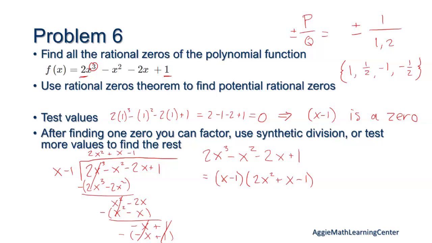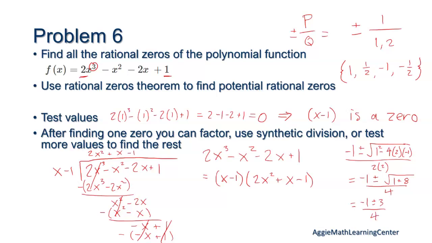Because everyone has their own preferences for factoring, but the quadratic formula is a safe bet. So we're just going to do minus b, so minus 1 plus or minus the square root of b squared minus 4 times 2 times negative 1, all over 2a, so 2 times 2. Let's simplify that to get 1 plus 8 over 4. 1 plus 8 is 9. Square root of 9 is 3. So we've got negative 1 plus or minus 3 over 4.